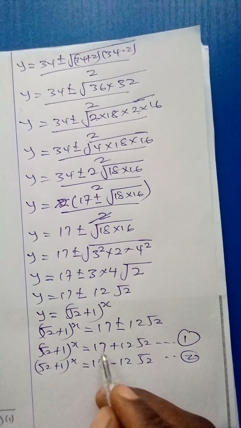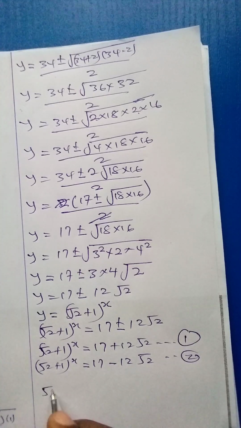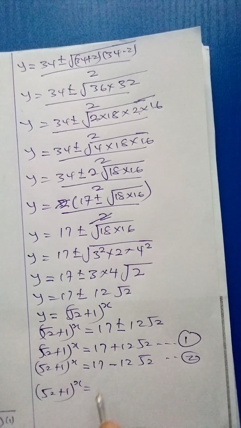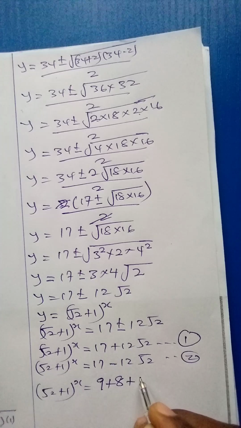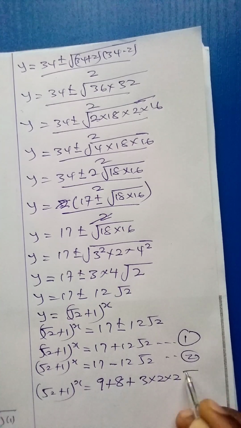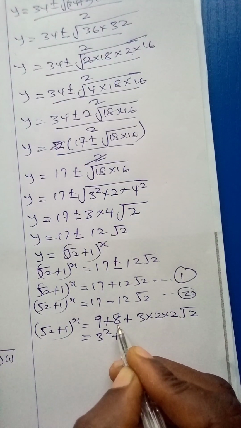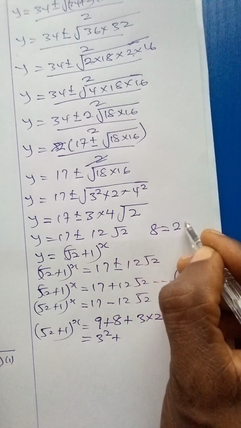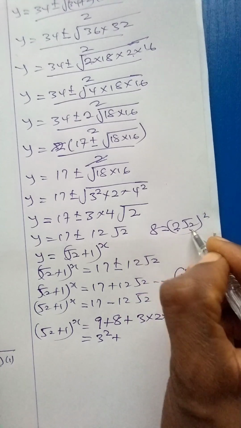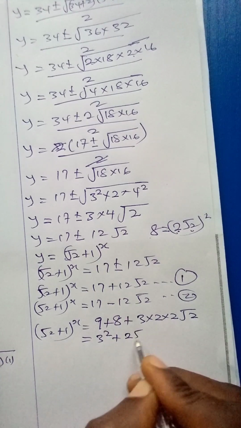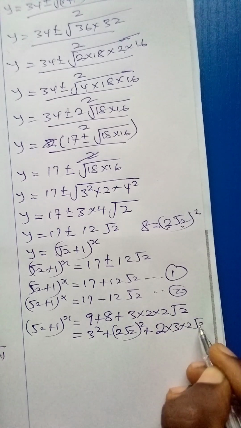I am going to rewrite the expression on the right hand side to be exactly in the form of the expression on the left hand side. So (root 2 plus 1) all raised to the power x is equal to 17, which is 9 plus 8, then plus 12, which is 4 times 3, that is 3 times 2 times 2 raised to the power 2. Good. Now, 9 is 3 raised to the power 2, and 8 can be written as (2 root 2) all squared, because 2 times 2 is 4, and root 2 times root 2 is 2, and 2 times 4 is 8. So I'll write this 8 as (2 root 2) all raised to the power 2, plus, now this is 2 times 3 times 2 root 2.